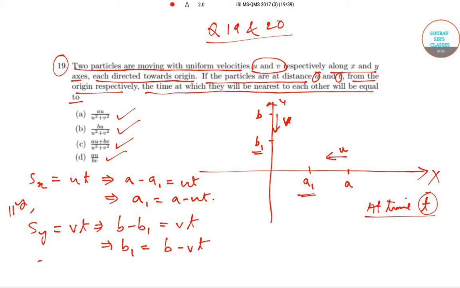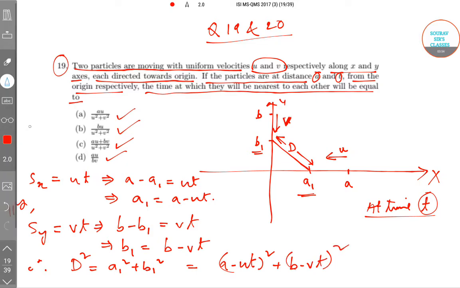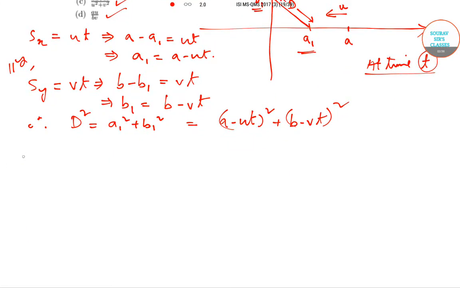So the distance between these points, which will be given by d, so d square we can write as a1 square plus b1 square. So d is basically this portion. This is given by a1 square plus b1 square. This is equal to a minus ut whole square plus b minus vt whole square. Now let me use the space below so that I can solve this problem. So I'll take this up, and then let's proceed with the sum.